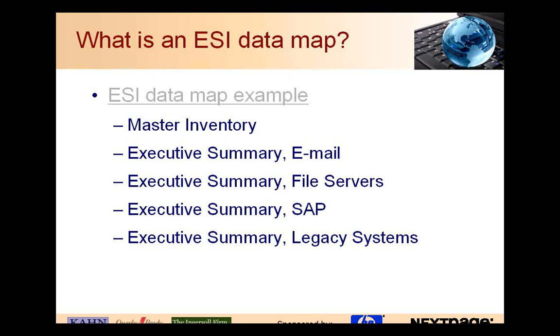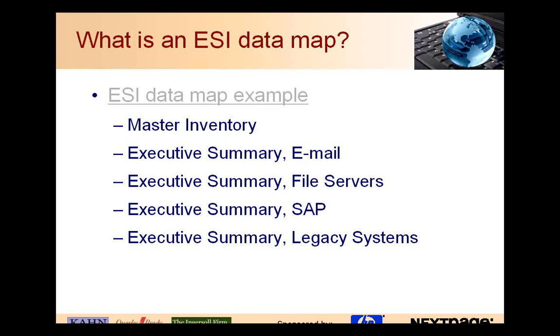So with that backdrop, let's take a look at what is in an ESI data map. And I'm going to highlight several sections of the data maps that I've created for clients. The first section I'm going to look at is the master inventory. And then I'm going to spend a little bit of time showing you some executive summaries. And these are really key because they break down the most critical elements of the IT infrastructure in a high level of detail and with context. And I think you'll see that as I go through it.